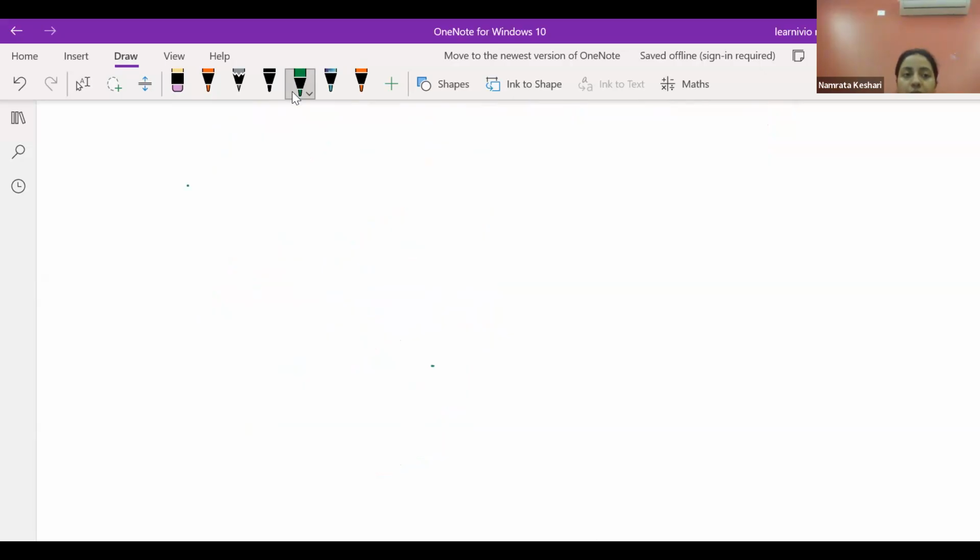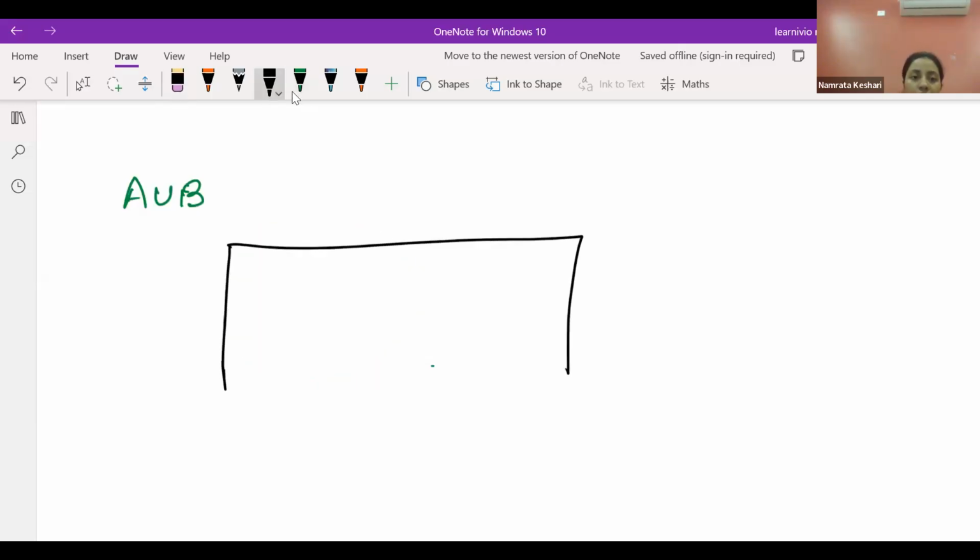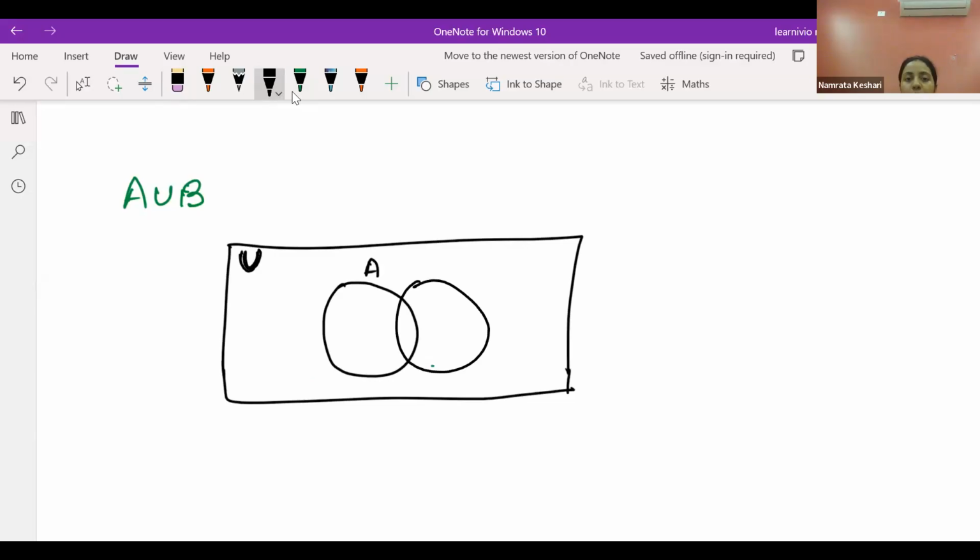If we are talking about A union B, we will represent it. First, we represent a Venn diagram by using a rectangle like this, where the rectangle shows the universal set. Here we'll have A, here we'll have B. This common part represents the common elements in A and B. So suppose our A is 1, 2, 3, 4, 5, and our B is, let's say, 3, 4, 7, 8.